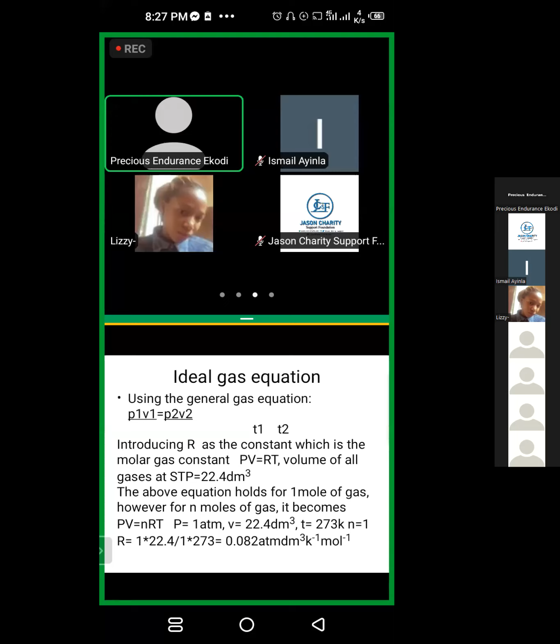In a question where you have to use this, you would be given the molar gas constant. So do not bother yourself, but this is how they got the molar gas constant, using all the values of a standard or an ideal gas. So please recall, the ideal gas equation is PV equals nRT.